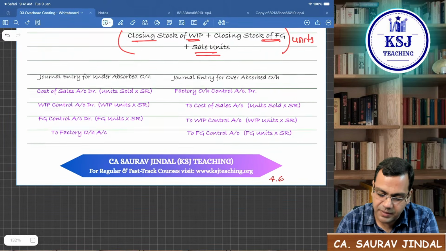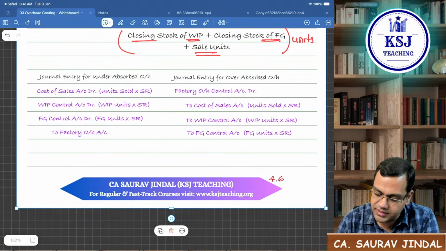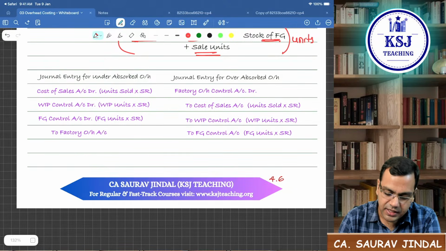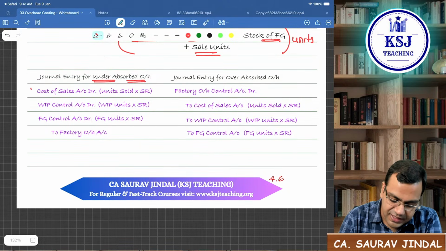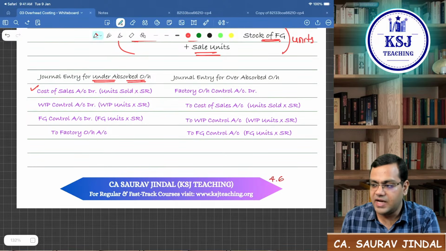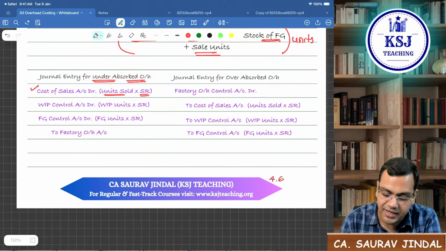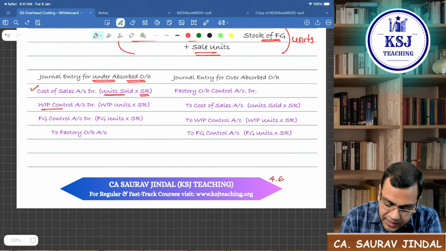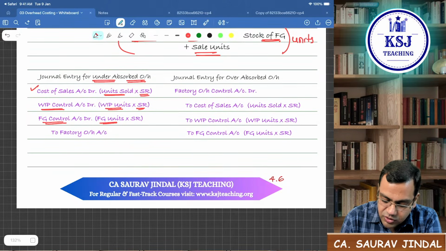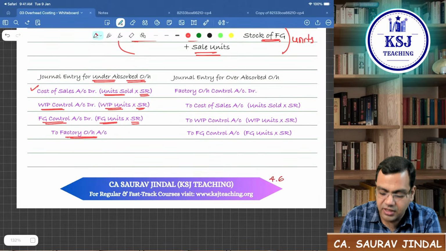After that, we have to pass a journal entry here. What is that journal entry that we have to pass? In case of under absorbed overheads, it will be cost of sales account debit. We have to increase the cost now. Under absorption was there. That is units sold into supplementary rate. Then WIP control account debit, WIP units into supplementary rate. Finished goods control account debit, that is finished goods into supplementary rate to factory overheads.